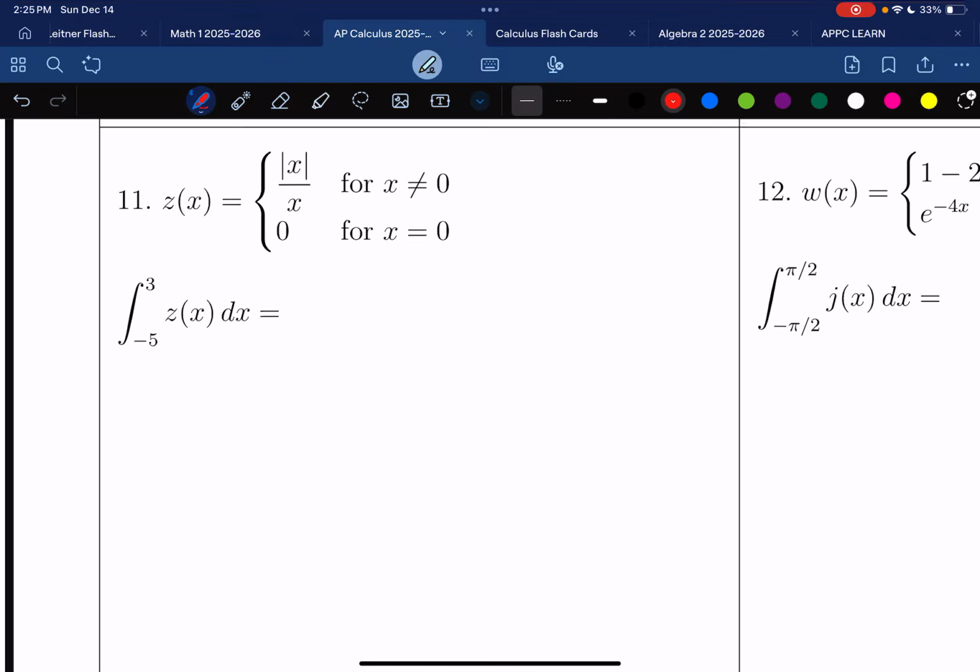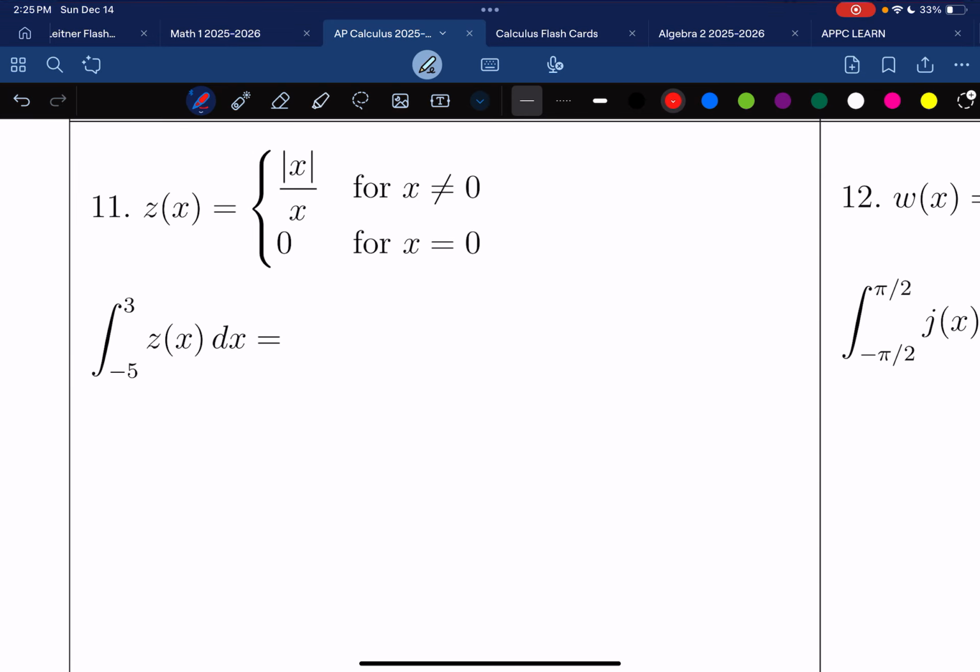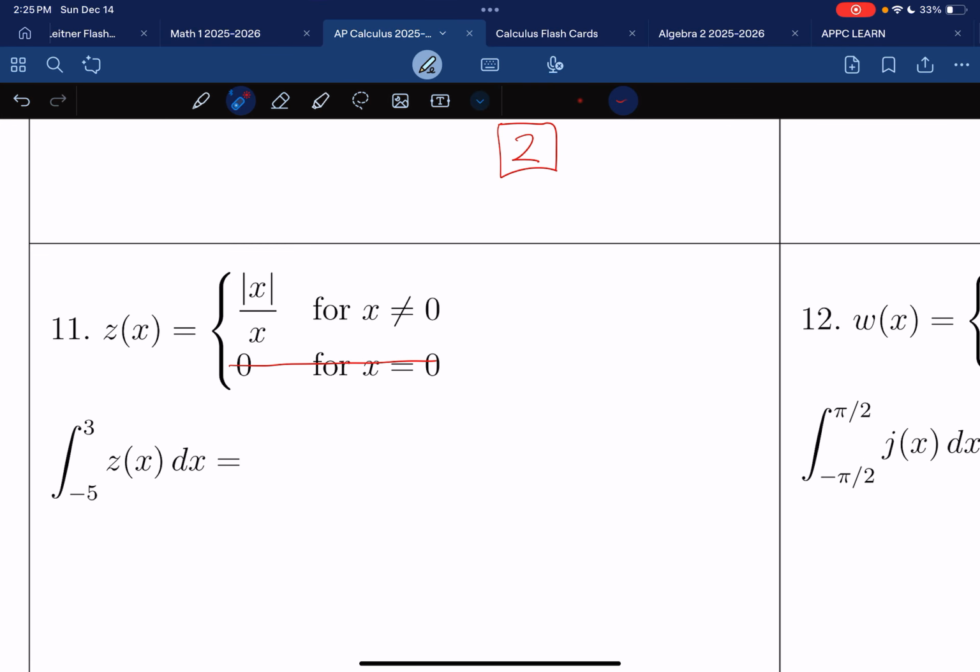All right, what about number 11? In number 11, I have the absolute value of x over x when it's not equal to 0, and when it is equal to 0, it's 0. I told you guys in the past that whenever you have x equal to 0, that's just one single point, because there's only one spot, right? Therefore, this doesn't affect the area, and I can cross it off. But the question is, what is this doing? And I've talked about it in class at least this year in 2025.